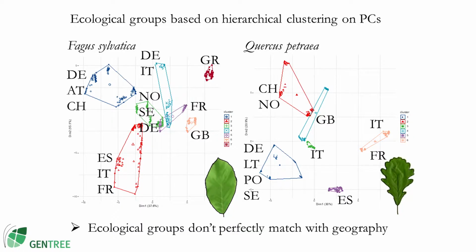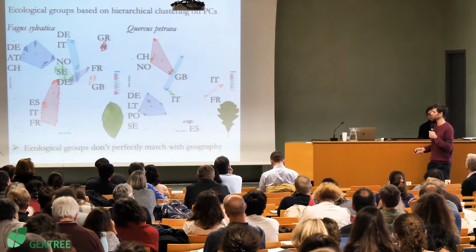So this picture is very, very important when we look at environmental selection, because we don't have a covariance with historical population demography. So that's very good to have.